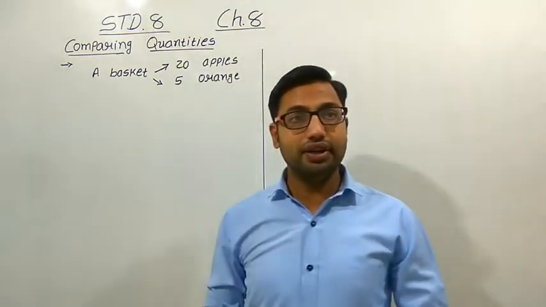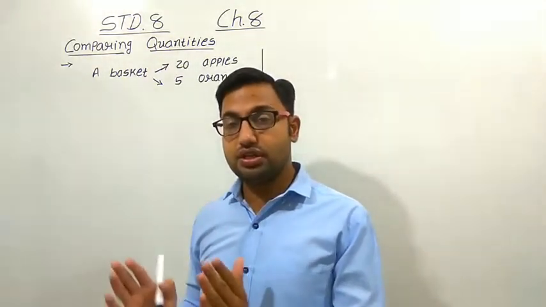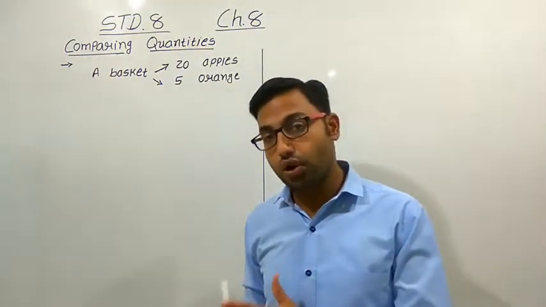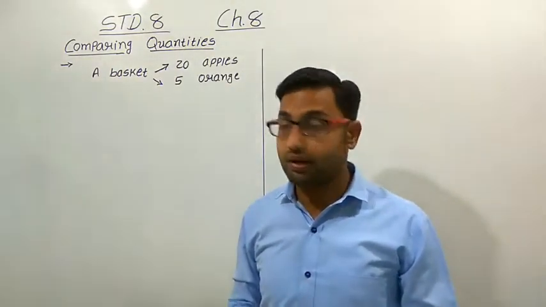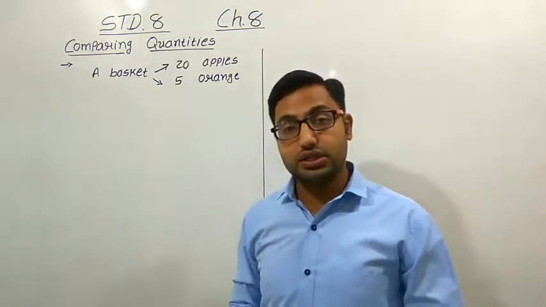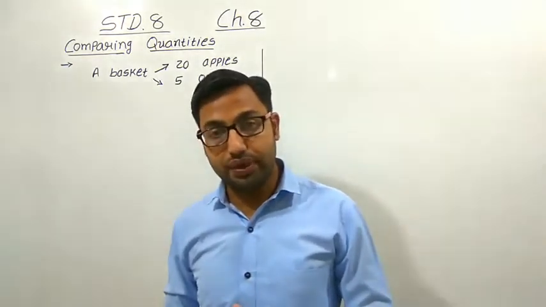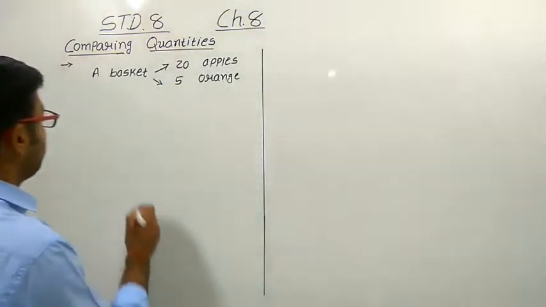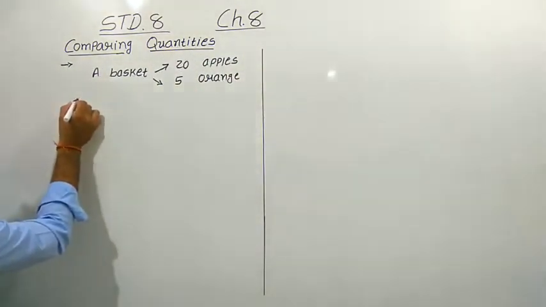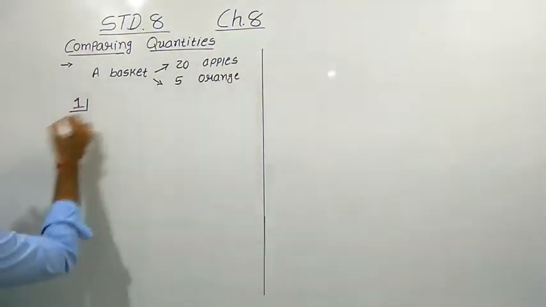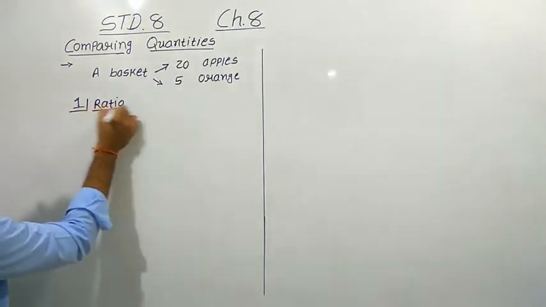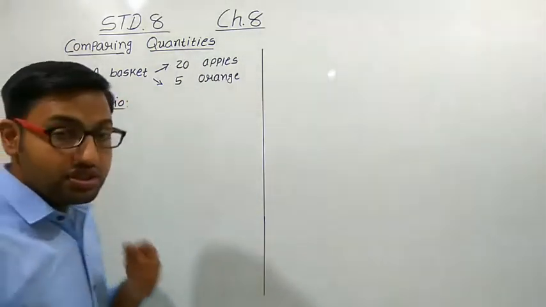Now here we have to represent this situation, or we have to compare both these quantities. So how can we compare both these quantities? There are two methods to compare the quantities. One is the ratio. The first method to compare the two quantities is ratio.